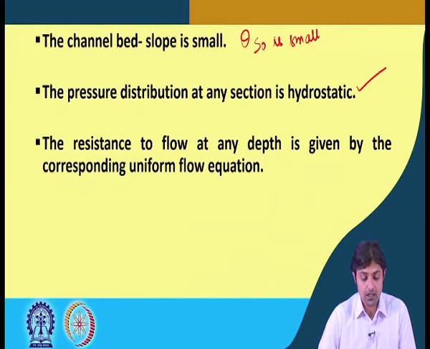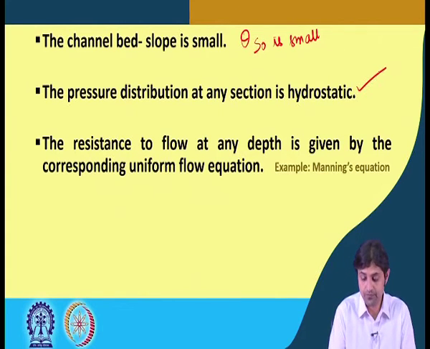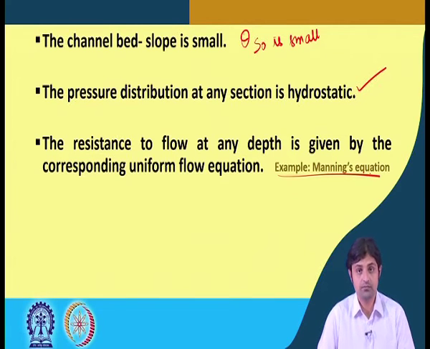Apart from that, the resistance to the flow at any depth is given by the corresponding uniform flow equation. This is another assumption when we are going to derive the different parameters and properties of gradually varied flow. The resistance to flow at any depth is given by the corresponding uniform flow equations, like the Manning's equation or Chezy equation. So, example is Manning's equation, all right.